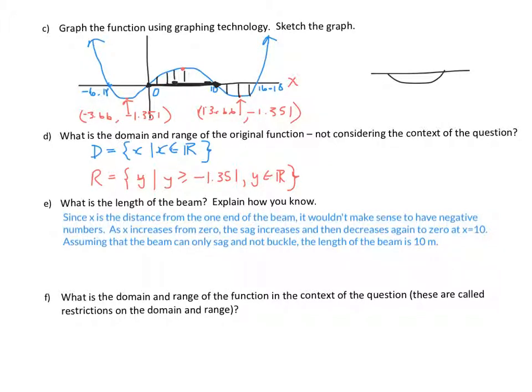Okay, as far as domain goes then, our domain starts at 0 and goes up to 10 based on the length of the beam. So our domain would equal x such that 0 is less than or equal to x, x is less than or equal to 10, and x is an element of the real numbers, because you can have parts of a unit for lengths or distances.